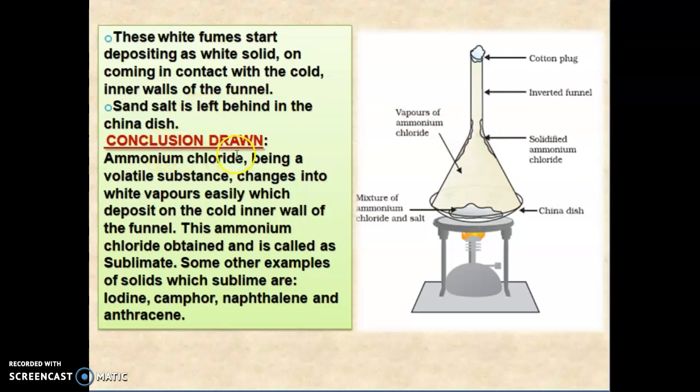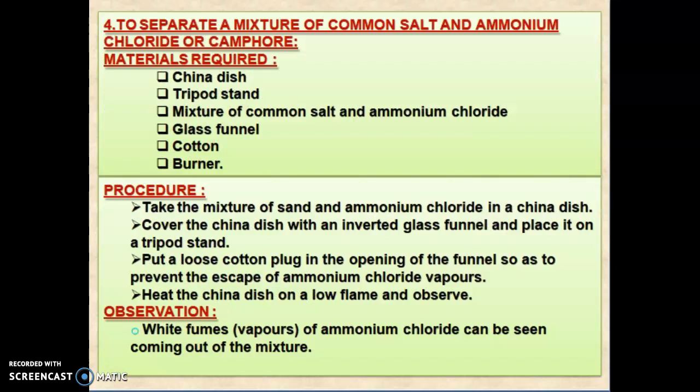Conclusion: ammonium chloride being a volatile substance easily evaporates, changing into white vapor, which is deposited on the cold inner wall of the funnel. The ammonium chloride obtained is called a sublimate. Some other examples of solids which sublime are iodine, camphor, naphthalene and anthracene. So from this we can separate a volatile substance from any other substance. So this is how we can separate common salt and ammonium chloride.